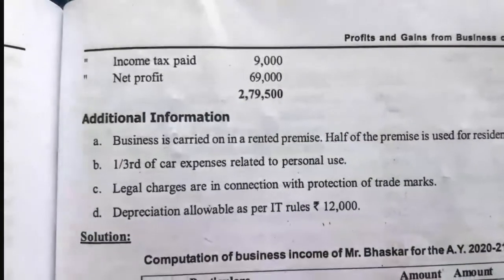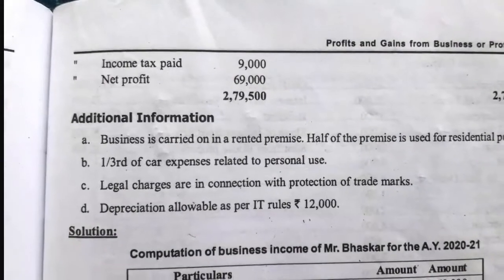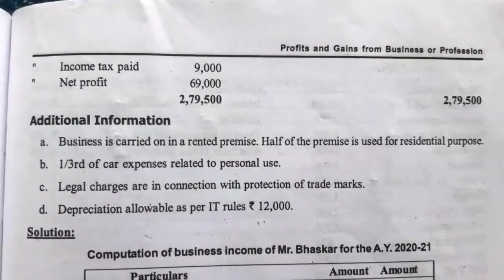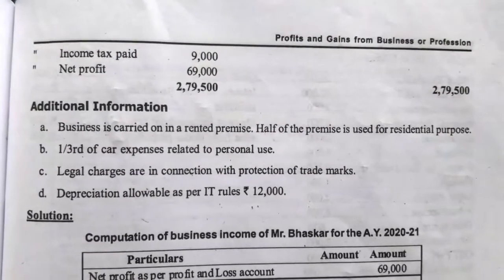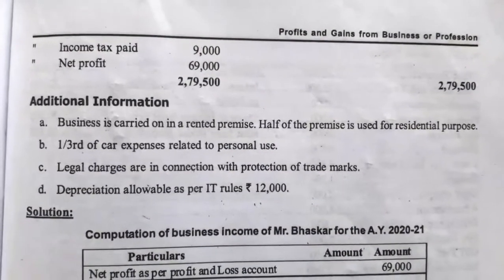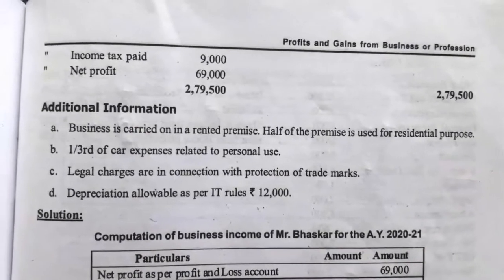So next is additional information. First one, business is carried on in a rented premise. Half of the premise is used for residential purpose. Second one, 1/3 of car expenses relate to personal use. Third one, legal charges are in connection with the protection of trademark. Fourth one, depreciation allowable as per income tax rule is rupees 12,000.